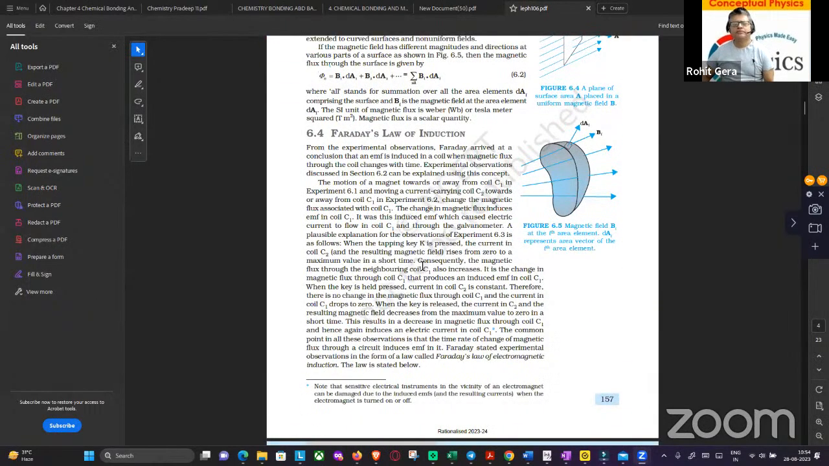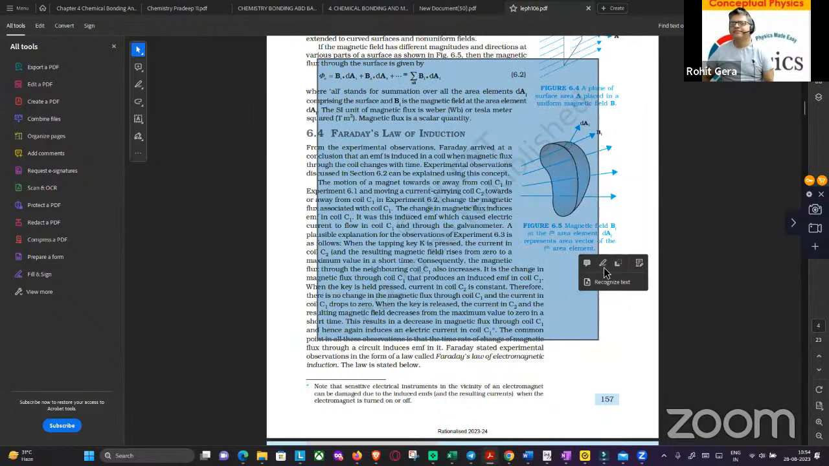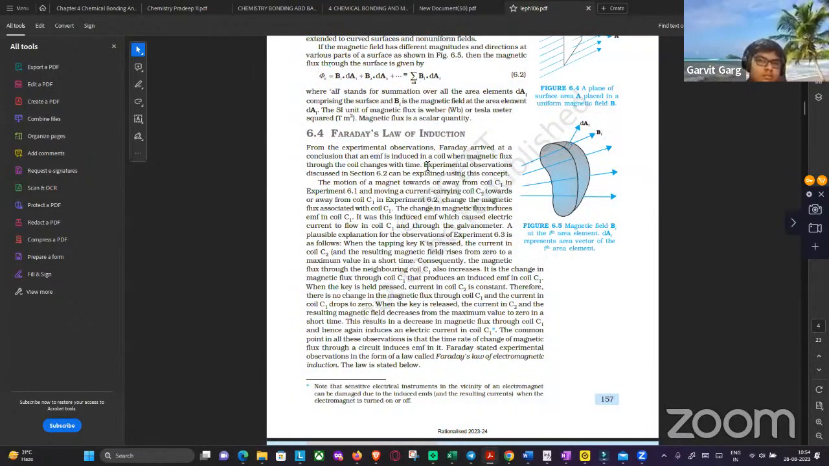Okay. Now, what is the conclusion? I've already told you the conclusion, but let's repeat ourselves. What exactly is the conclusion? From the experimental observation, Faraday arrived at a conclusion that the EMF is induced in the coil. Finally, वो बोलता है जो करंट नजर आ रहा है कॉइल 1 में, वो डिफ्लेक्शन नजर आ रही है, दिख तो करंट रहा है लेकिन प्रोड्यूस क्या हुआ है? EMF. EMF मतलब वोल्टेज, वोल्ट्स में.